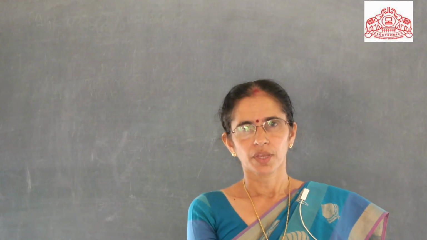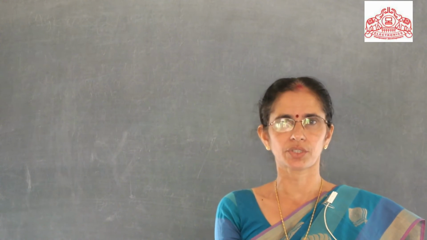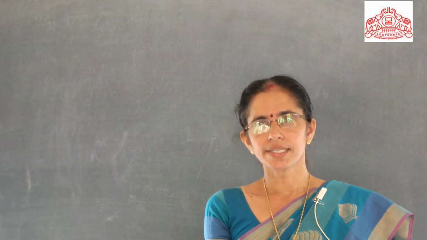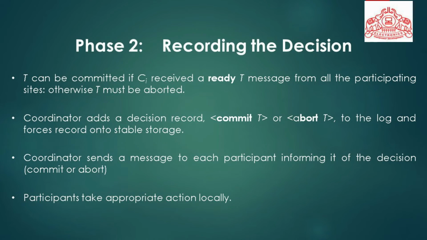Now, in phase 2, the coordinator records what decision should be taken for the execution of the transaction. Here, T can be committed if the coordinator CI received a ready T message from all the participating sites. Otherwise, T should be aborted. The coordinator adds a decision record, either commit T or abort T, to its log, and the log is forced to stable storage. The coordinator sends a message to each participant site informing it of the decision about whether it is committed or aborted. The participant sites should take appropriate actions locally.